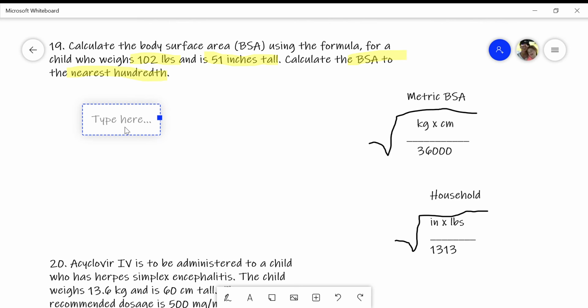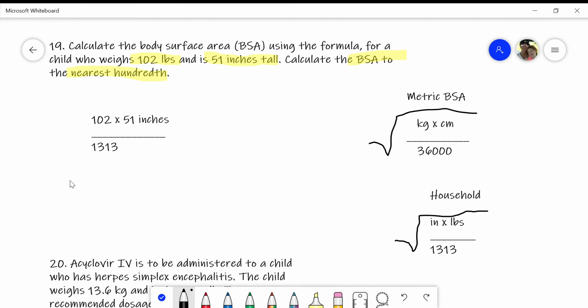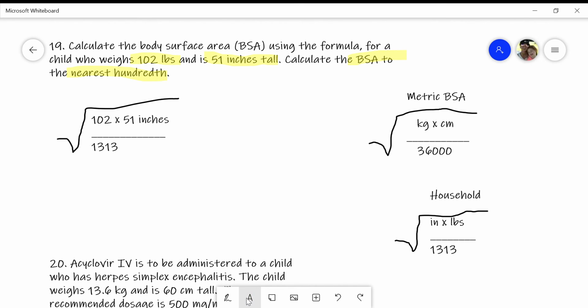All right. So I'm going to work this out on my calculator as I do it because there's specific buttons you can push to make it easier. If we do the 102 pounds multiplied by the 51 inches, and then we'll divide that by the 1313, and then put it under the square root, once we work that out, that's our answer.